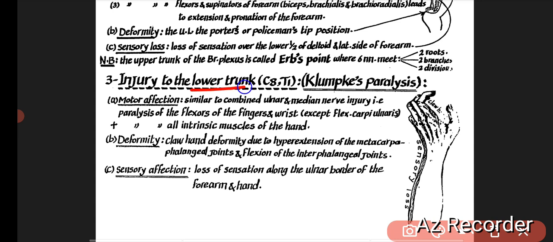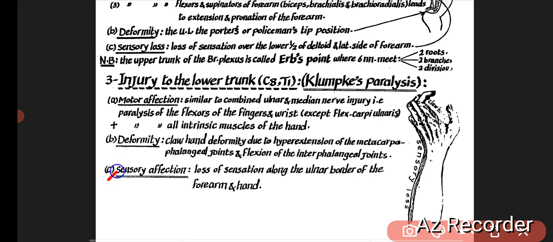Klumpke's paralysis is injury to the lower trunk, which is the C8, T1 part. What are the motor affections? Similar to the combined ulnar and median nerve injury. Here is the paralysis of the flexors of the fingers and wrist, except the flexor carpi ulnaris, plus the paralysis of all intrinsic muscles of the hand. These are the intrinsic muscles of the hand. What is the deformity? Claw hand deformity, due to hyperextension of the metacarpophalangeal joint and flexion of the interphalangeal joint.